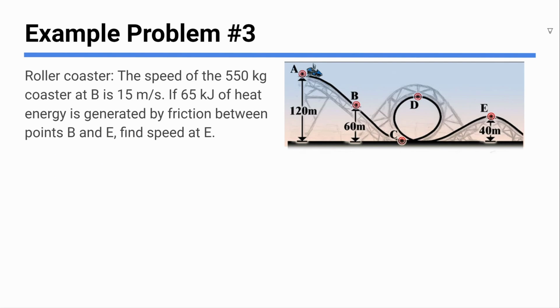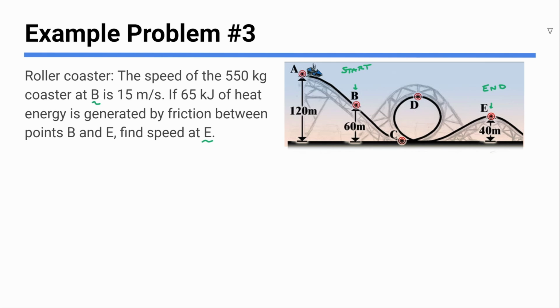Let's do one more example. A classic roller coaster problem here. So we have a roller coaster going down a hill, doing a little loop-the-loop, coming up to some other hill. And we're given some information about point B, which I have right here, and then point E, which I have right here. So the problem sets up the start and end for me: I have information about B, and I want to find information about E.